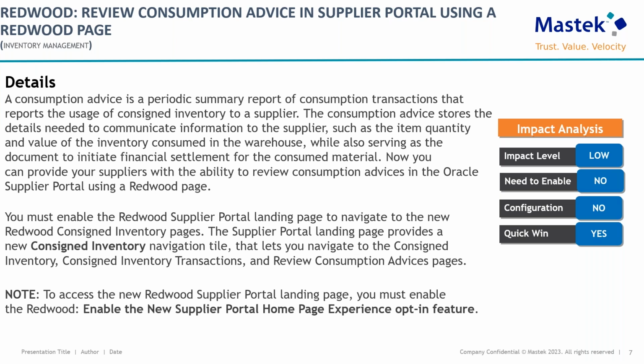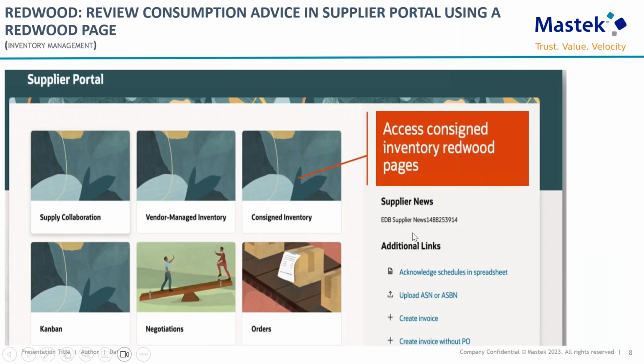Okay, so let's move down to the second feature that we have, and it is related to inventory management. Right. So the second feature we have is review consumption advice in supplier portal using the Redwood page. So now the suppliers can use the supplier portal. When they log into the application, they will see the consigned inventory option over there. This is how the page will look like for the suppliers.